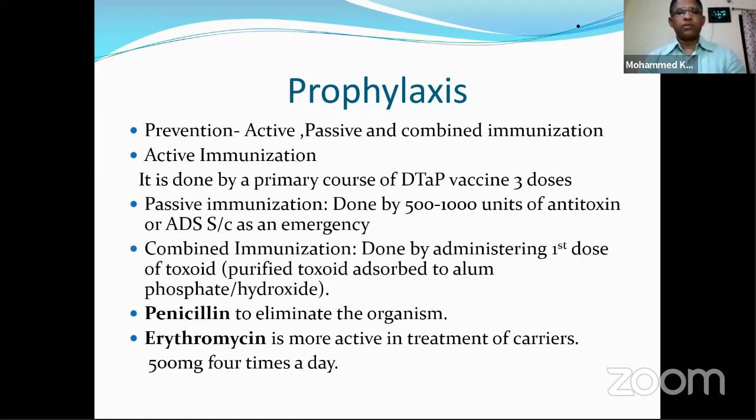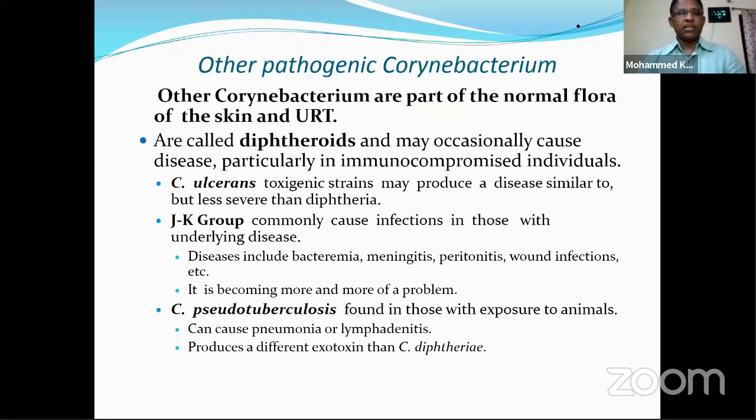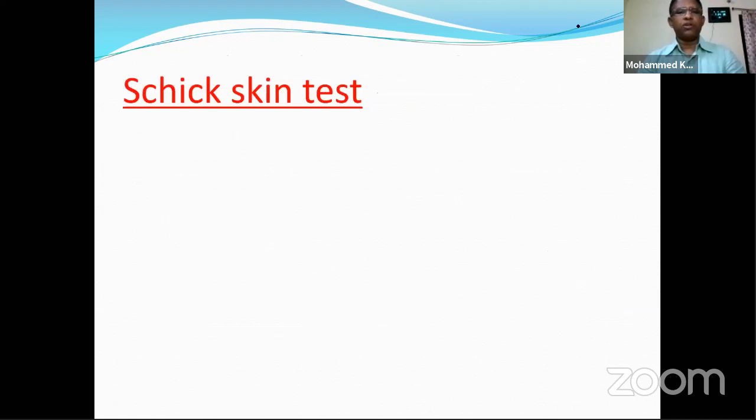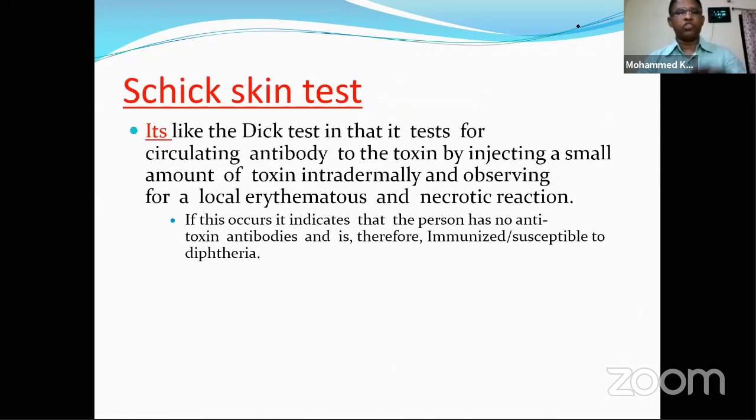The other diphtheria species like ulcerans and pseudotuberculosis are not important. The Schick skin test is something like the DIC test which you do in Streptococcus pyogenes. You inject it in a patient whom you think could be susceptible, and there are some reactions, erythema and a necrotic reaction that is produced.